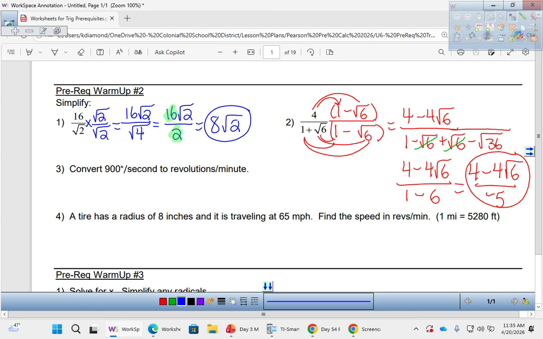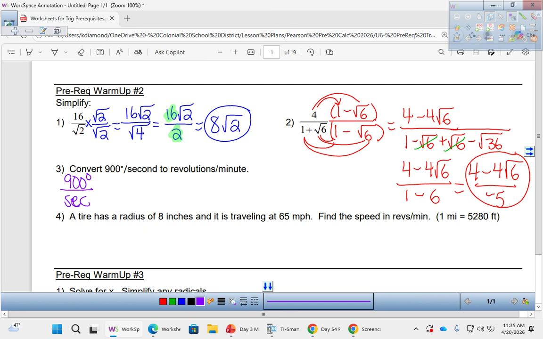All right, for the next one, I'm going to start with what I know. I know that I have 900 degrees per second. Make sure you label these conversion problems because the labels are the key. What I want is for the degrees to become revolutions and the seconds to become minutes. I know that because the degrees are in the top and the revolutions are in the top, and the seconds are in the bottom and the minutes are in the bottom. So that kind of tells you what the conversions are going to be.